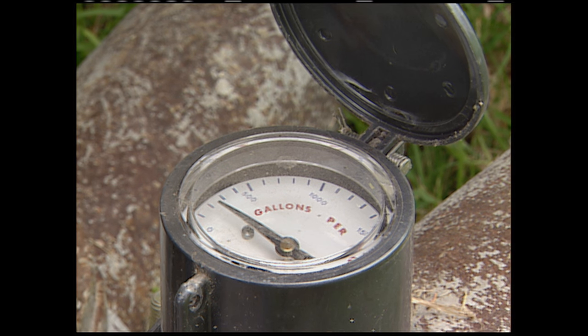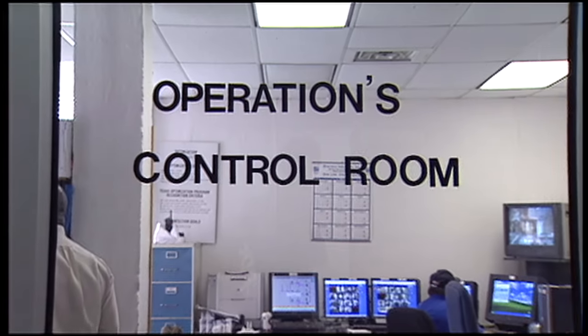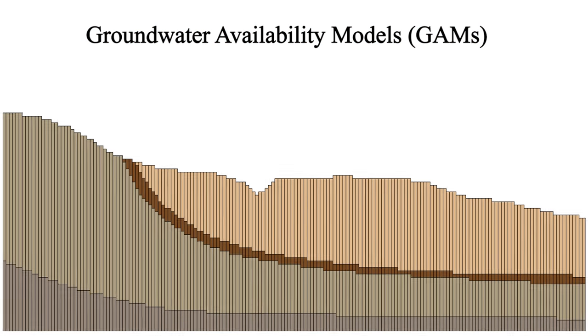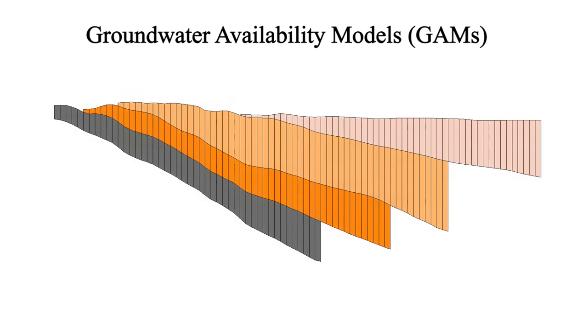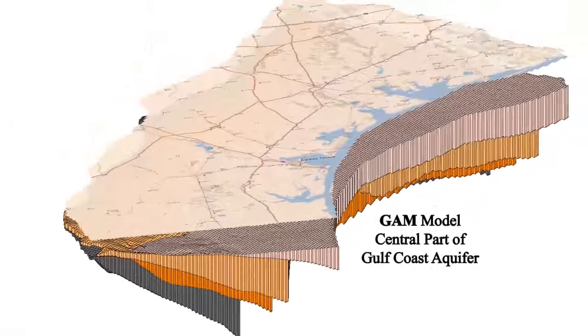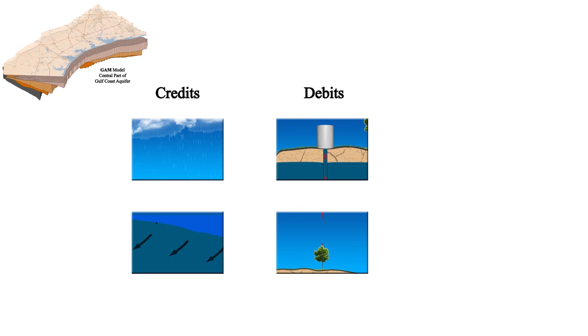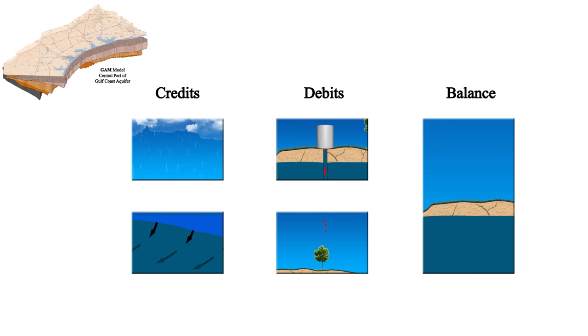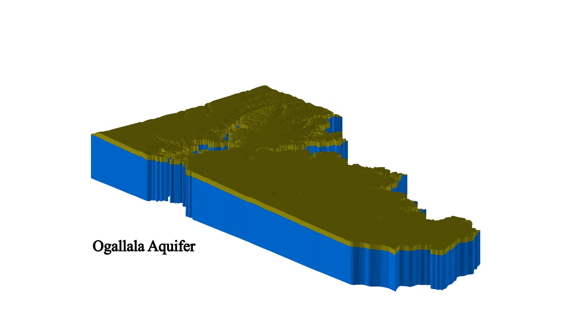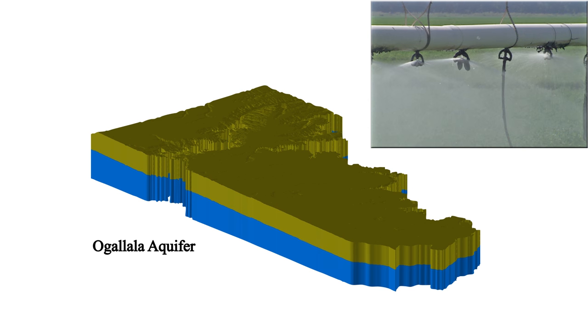To tackle the challenges of water level declines, the state of Texas incorporates the best available scientific methods in groundwater management and planning. A critical component in the state's planning process is the Texas Water Development Board's Groundwater Availability Models Program. Groundwater availability models are computer programs that simulate groundwater flow. They account for the amount of water entering as a credit or deposit, the amount of water leaving as a debit or withdrawal, and the amount of water remaining in an aquifer as the balance. These models can be used to predict the impact of large pumping activities on an aquifer.